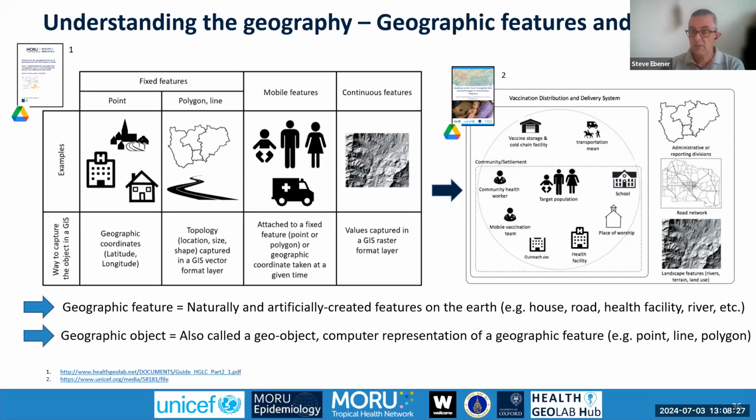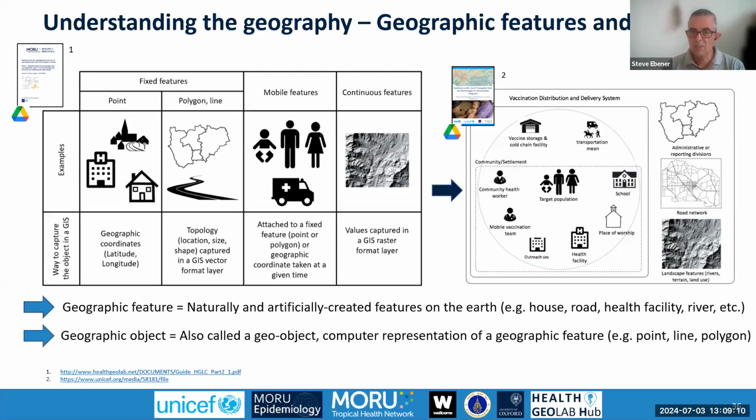Then you have mobile features, right? Each of us is a mobile feature, but we have also vehicles, and you can even go to the point of considering other vectors as also being mobile features. And the last category is what we call continuous features, which is more when you need to represent something like topography in a continuous manner, right? So you're going to have information covering your whole territory, your whole country, which is represented in a continuous way. So landscape, for example, topography, etc., are part of these continuous features.